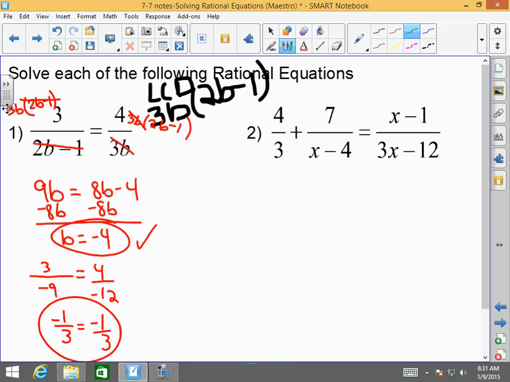What do you think I'd have to do first here before I find an LCD? No, you don't want to add the fractions together. You could, but that's going to make your life double hard. You want to simplify all of the denominators first by factoring. So we have 4/3 plus 7 over x minus 4 equals x minus 1 over 3 times x minus 4. Now, what's my LCD? 3 times x minus 4.